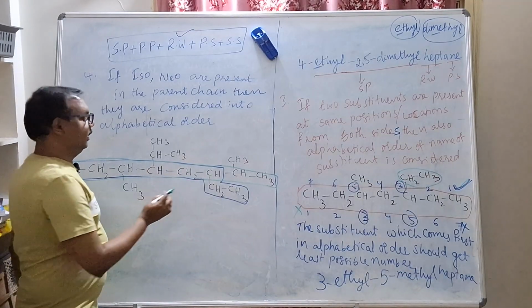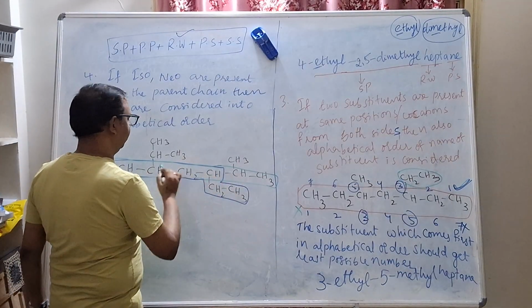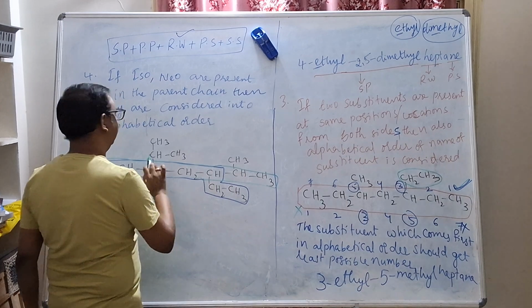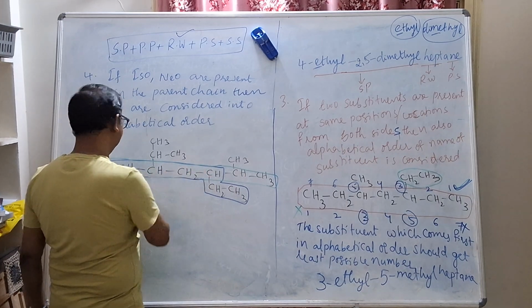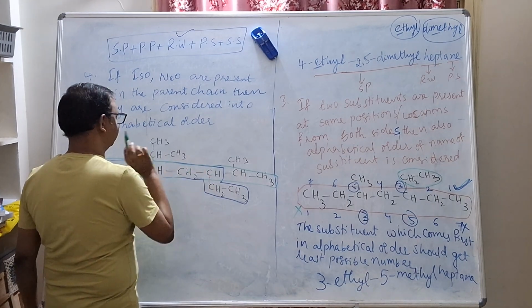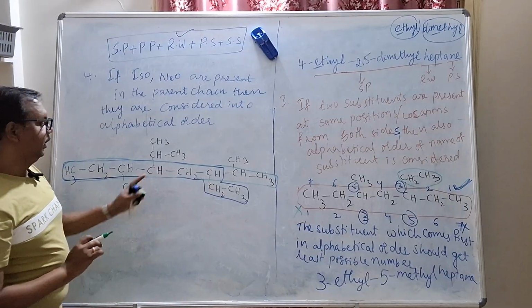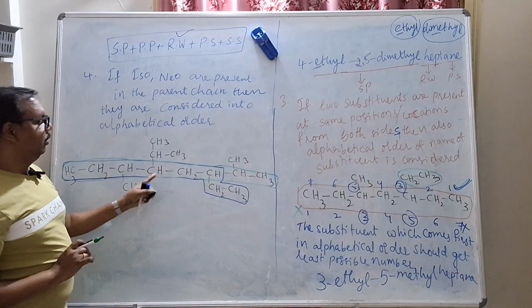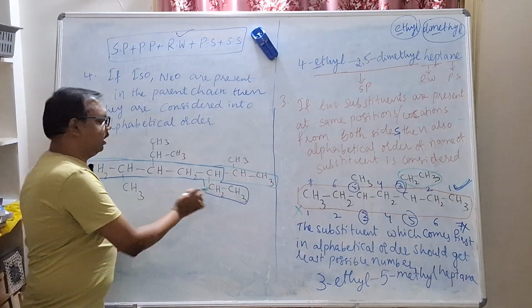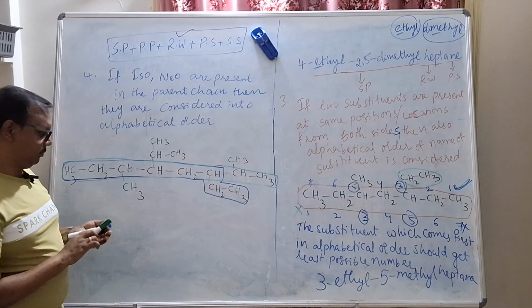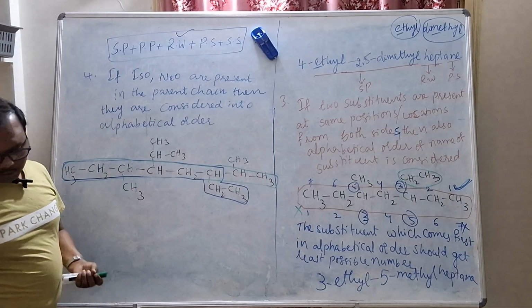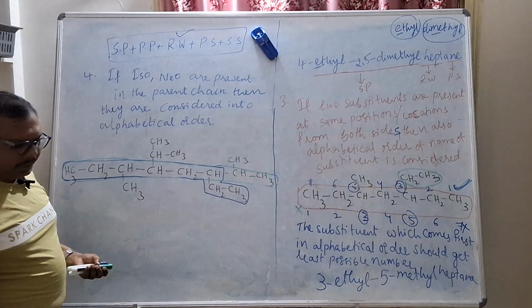Is there anything other than this? 1, 2, 3, 4, 5, 6, 7. Only 7. And here 1, 2, 3, 4, 5, 6. Only 6. Therefore, which one do you have to consider, either the green one or the blue one in this case? We have to keep that in mind.